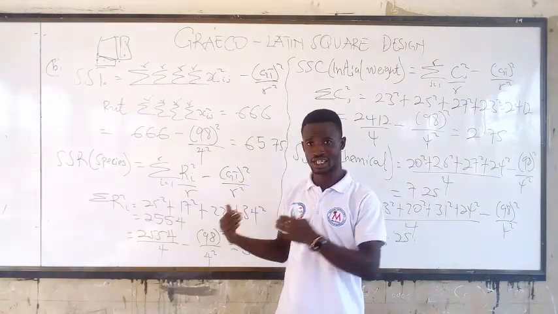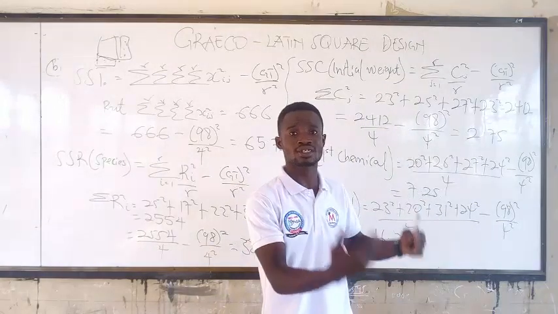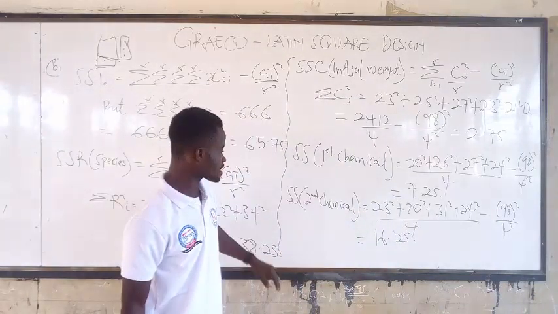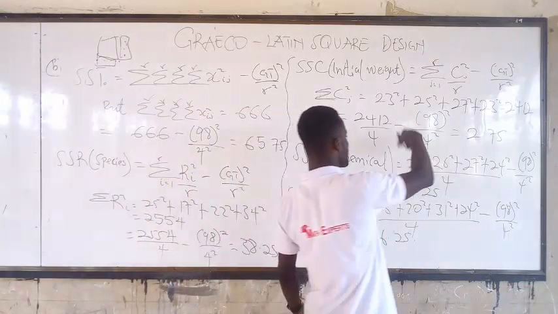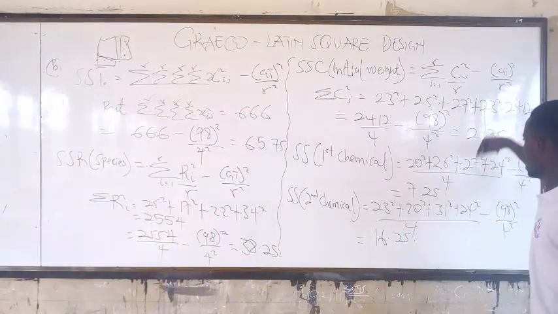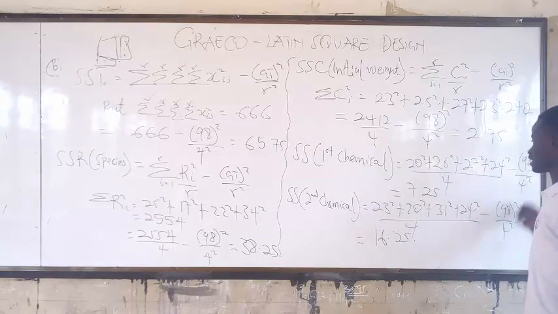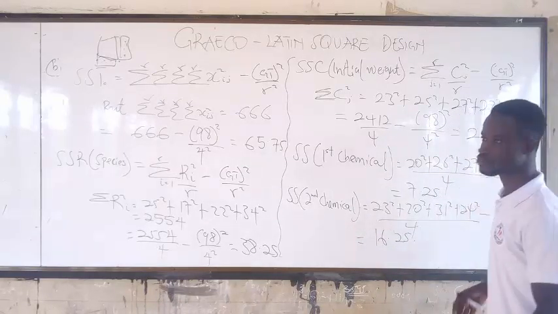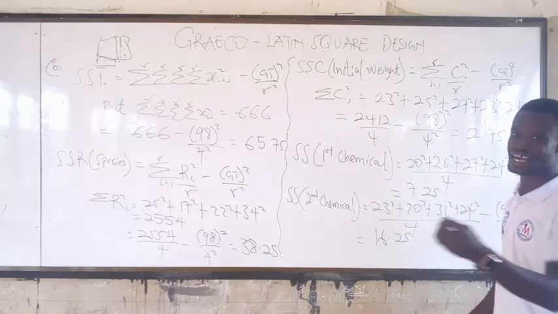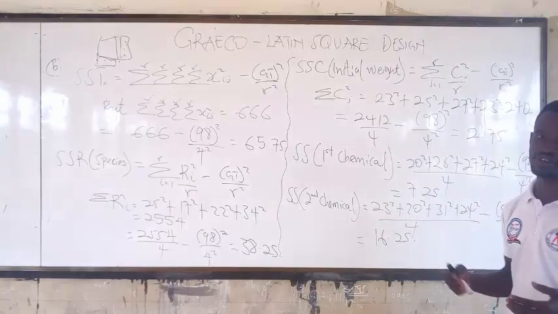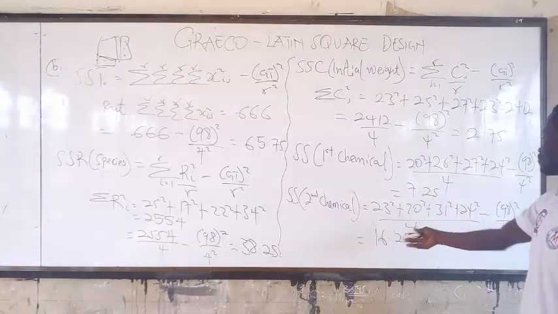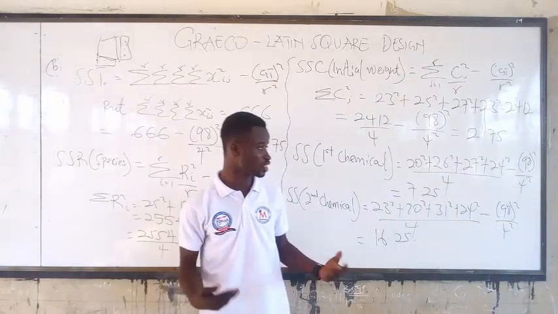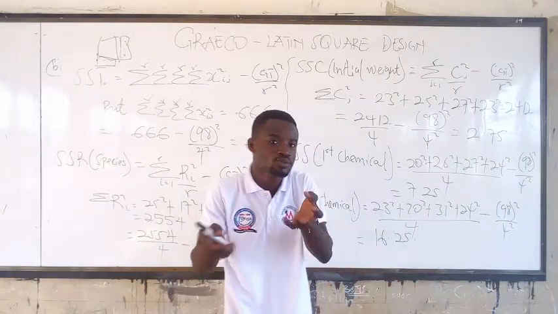You know that in the Greco-Latin square, you consider two treatments, right? So the first treatment is the first chemical, and the second treatment is the second chemical. So you pick each total, then you square it like that. That's what you're going to get. The same thing here, so one is for the Latin letters, and the other one is for the Greek letters. So you just square it, and divide by what you have there. This side is always constant. In fact, don't let memorization of these formulas beat you. It's just more technique that you need.